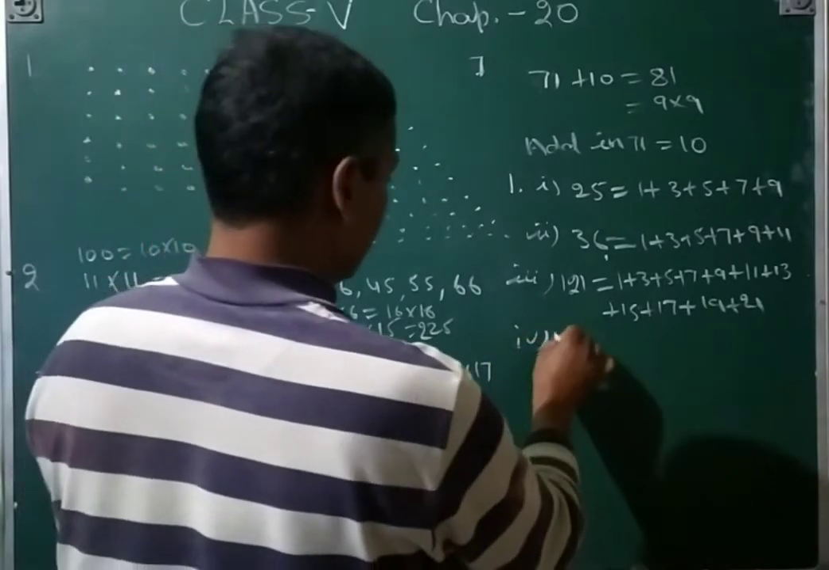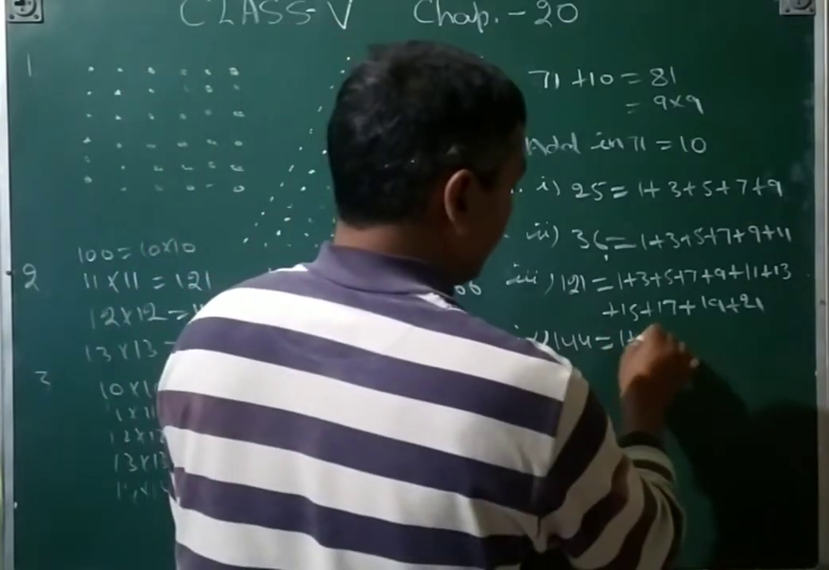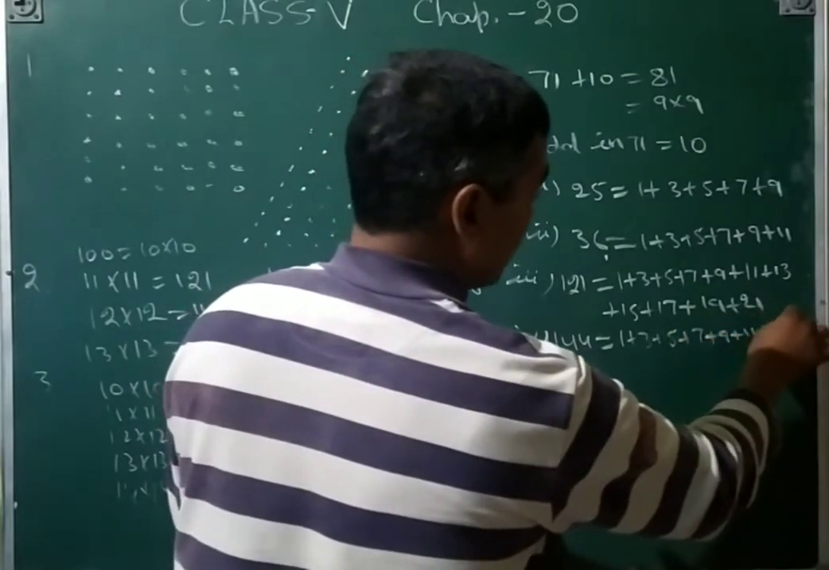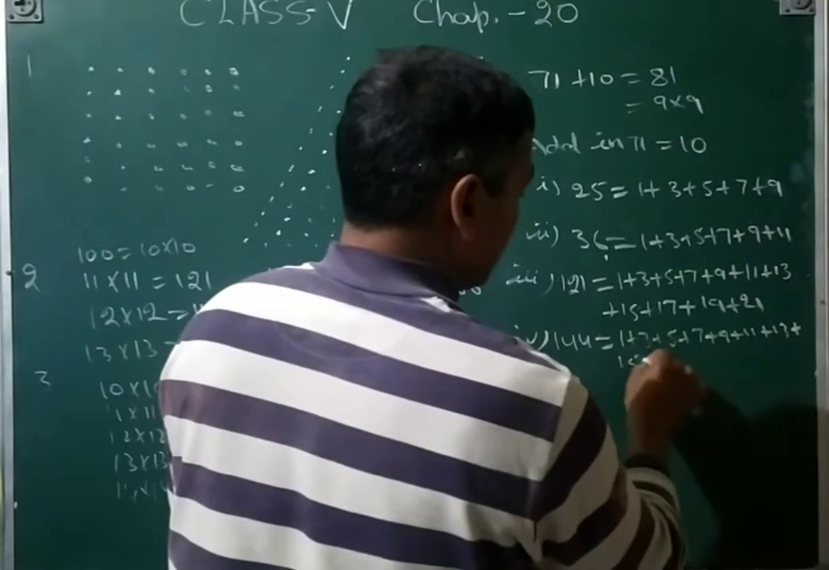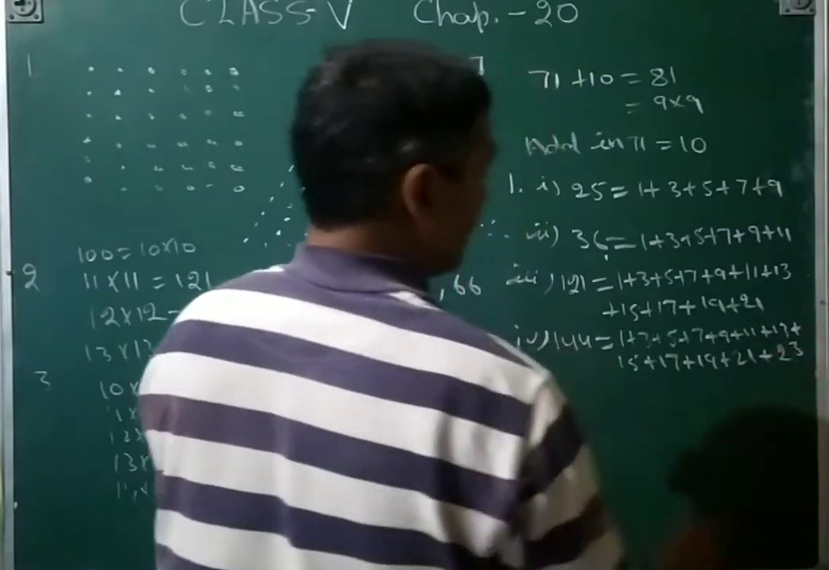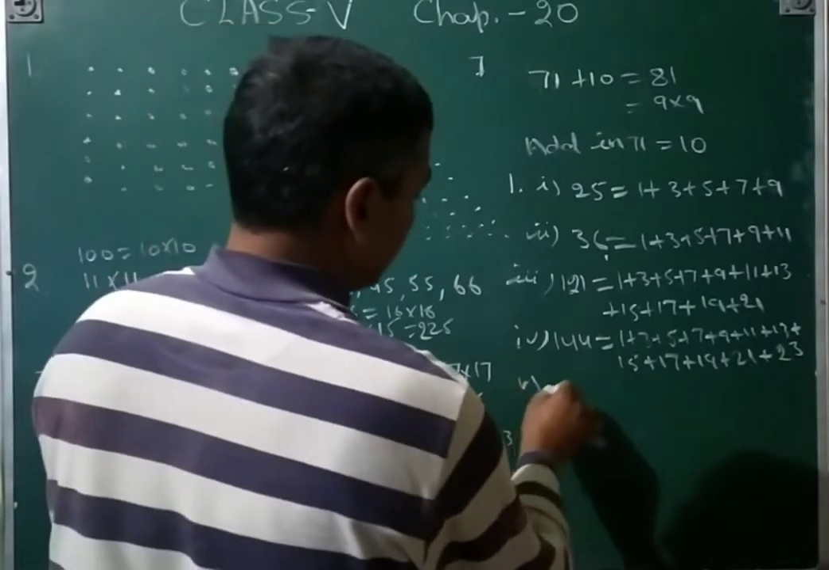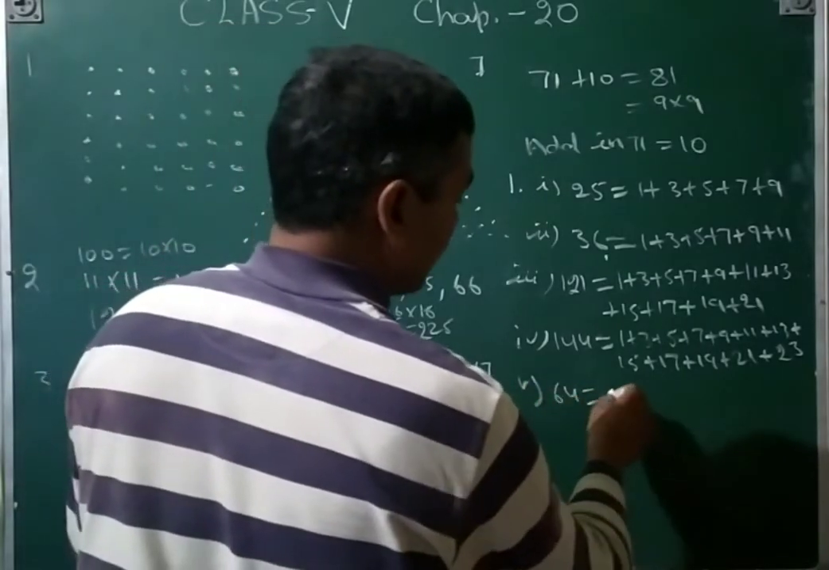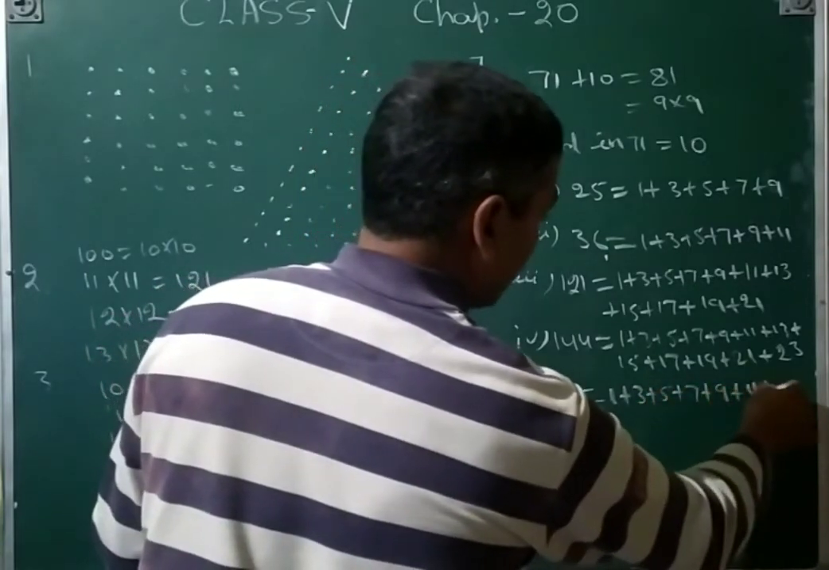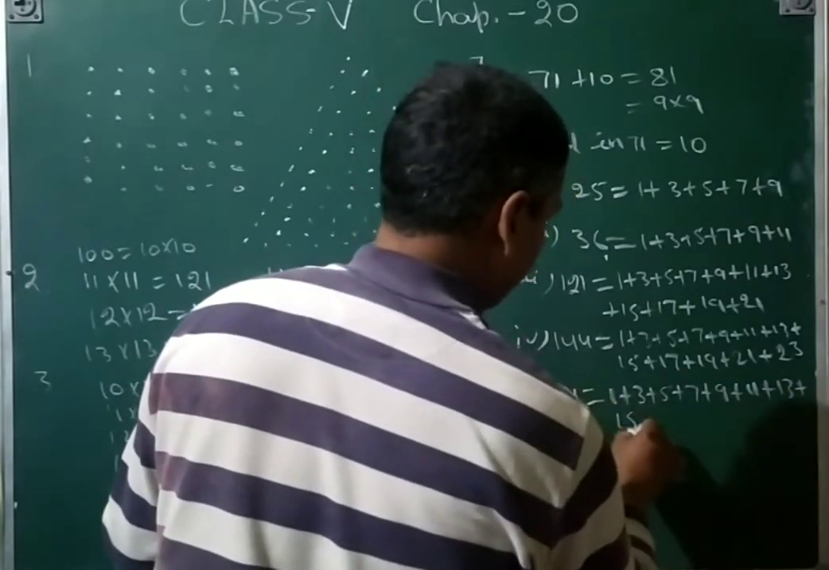Fourth, 144. 144 means 12 terms. 12 twelves are 144. 1 plus 3 plus 5 plus 7 plus 9 plus 11 plus 13 plus 15 plus 17 plus 19 plus 21 plus 23. Means every time we have written odd numbers. Then 64, that is 8 eights are 64, 8 terms: 1 plus 3 plus 5 plus 7 plus 9 plus 11 plus 13, 1, 2, 3, 4, 5, 6, 7, plus 15.